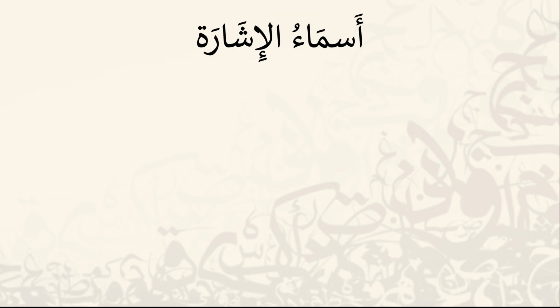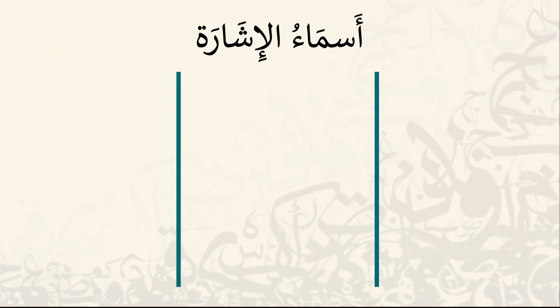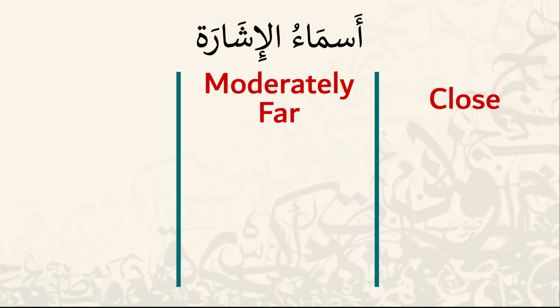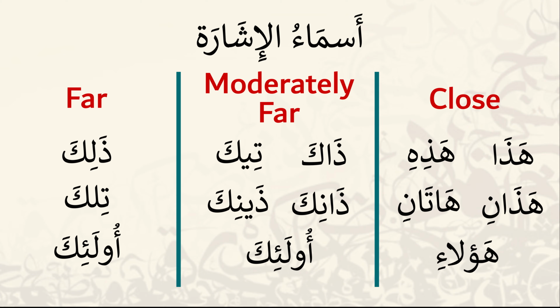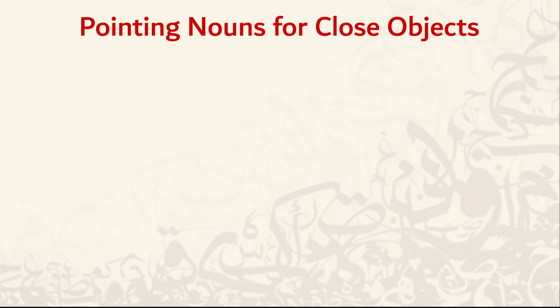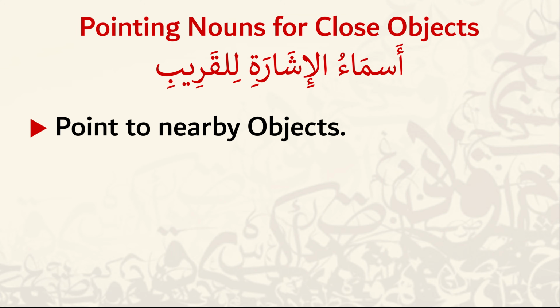أسماء الإشارة can be classified into three main categories based on the closeness of the object. For close objects, القريب, moderately far, متوسط البعد, and then far objects, البعيد. Every category has its own nouns depending on the type of the object. But here we will focus on the close objects because they are used more than the other two categories. Demonstrative pronouns for close objects, أسماء الإشارة للقريب, are used to point out nearby objects.